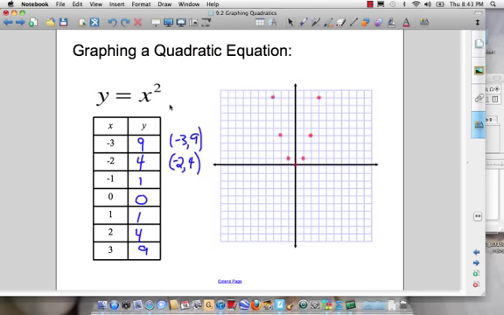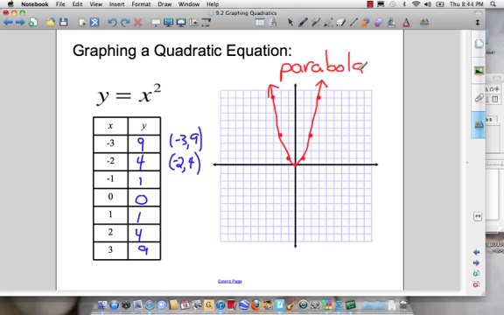There they are. So those are the 1, 2, 3, 4, 5, 6, 7 points. And then once you have those points, you can connect them, which is hard to do on my tablet here, but I'll do the best I can. And you get this U-shaped graph. That shape is called a parabola.